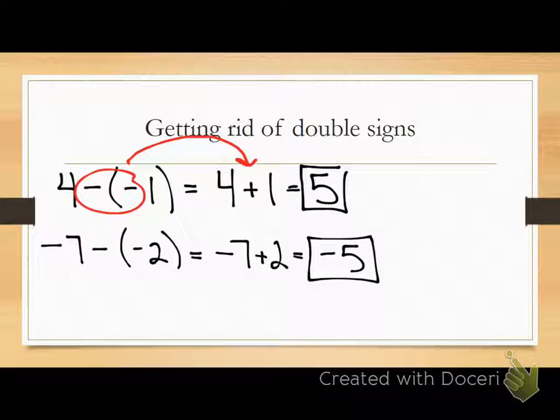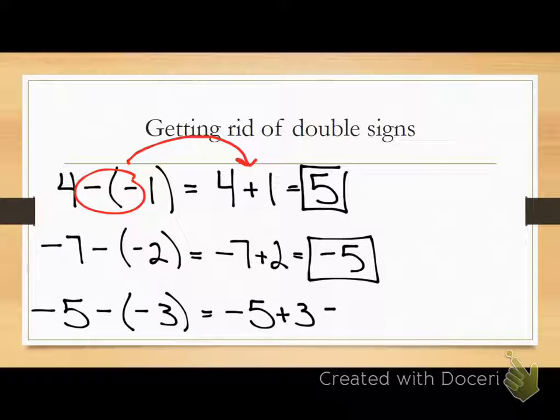Did you get it? Negative 5. The double negative changes to a positive, and now I can see that I have different signs. Subtract and take the sign of the greater absolute value. 7's negative. All right, negative 5 minus 3. Let's see if everybody can get this one. All right, negative 5 plus 3 is negative 2.